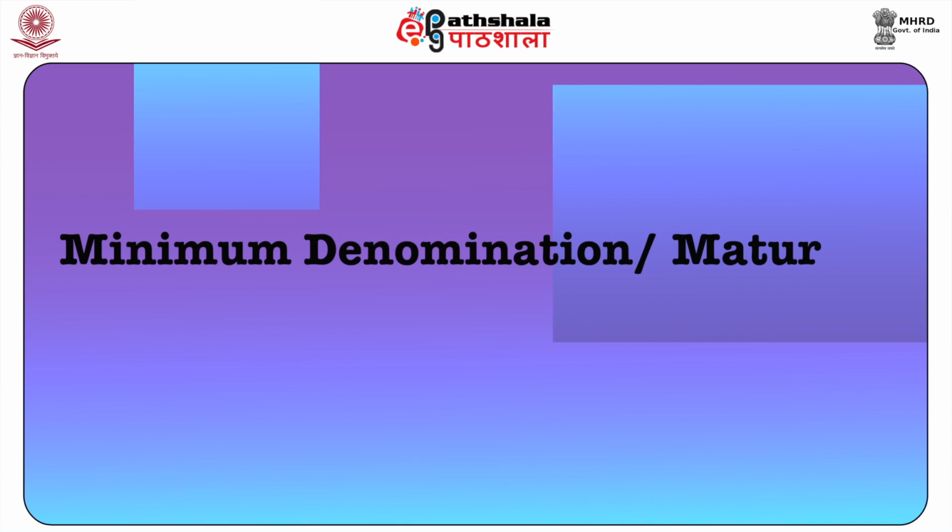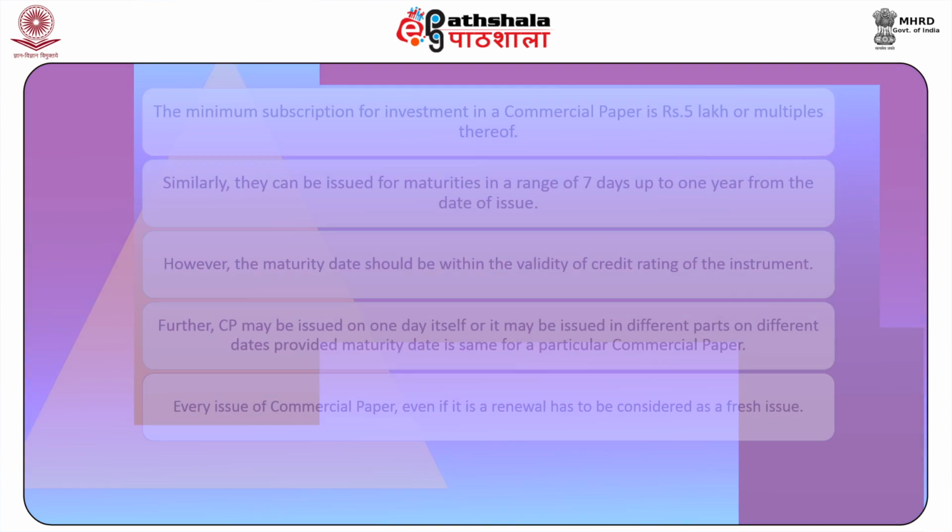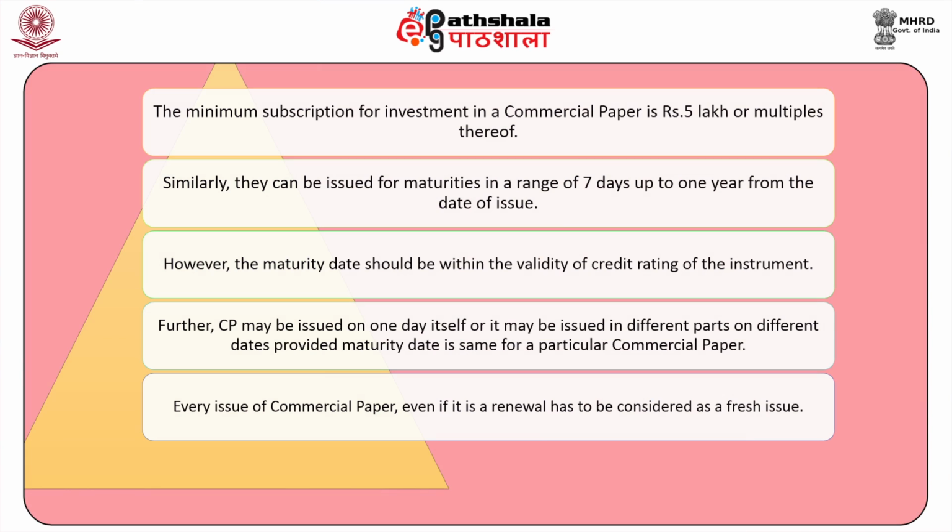Minimum denomination or maturity. The minimum subscription for investment in a commercial paper is rupees 5 lakh or multiples thereof. Similarly, they can be issued for maturities in a range of 7 days up to 1 year from the date of issue. However, the maturity date should be within the validity of credit rating of the instrument.